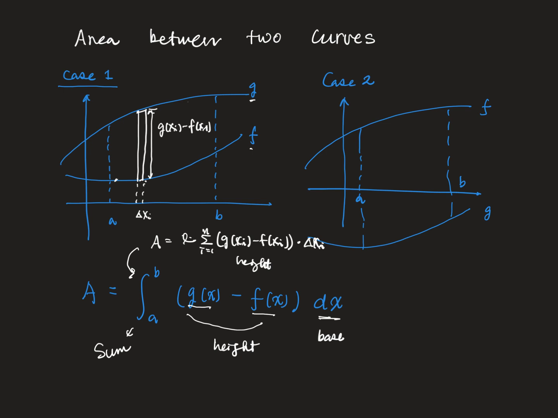So this one is the first case. The second case is where the top is f and the bottom is g, so this one is still below the x-axis. Finding the area between the two curves is the same thing. f(x) is the upper curve, g(x) is the bottom curve, so f(x) minus g(x) is the height, and the base is dx. That's how to find the area between the two curves.